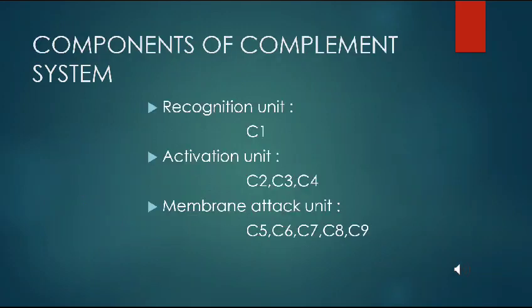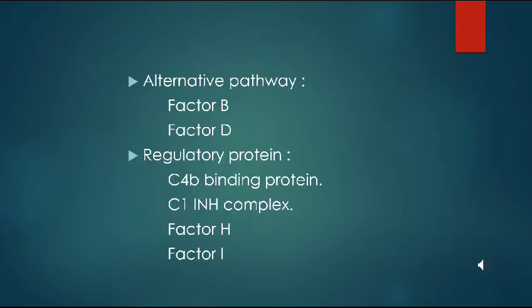Components of the complement system. The recognition unit is C1, the activation units are C2, C3, and C4, and the membrane attack units are C5, C6, C7, C8, and C9. The alternative pathway has two factors, factor B and factor D. Regulatory proteins are C4 binding protein, C1 INH complex, and factor H and factor I.